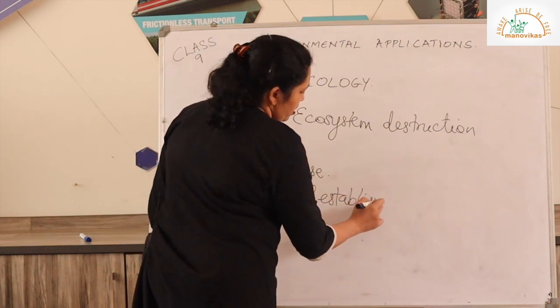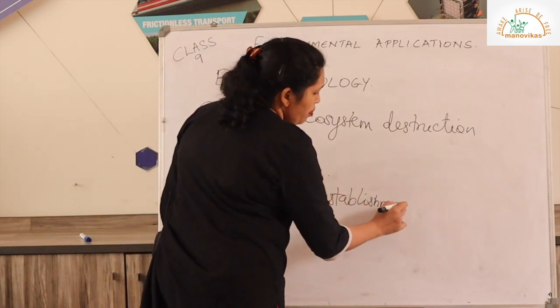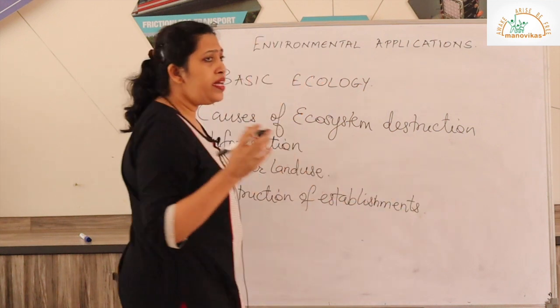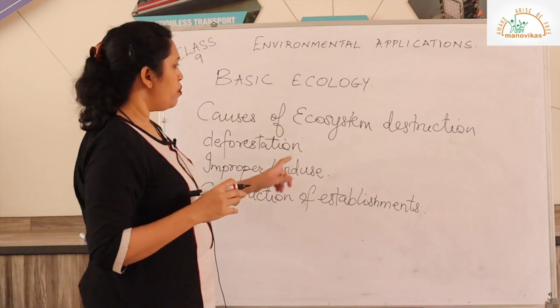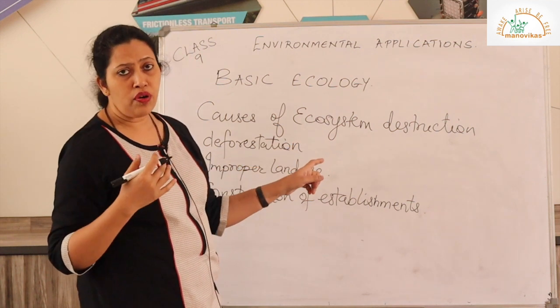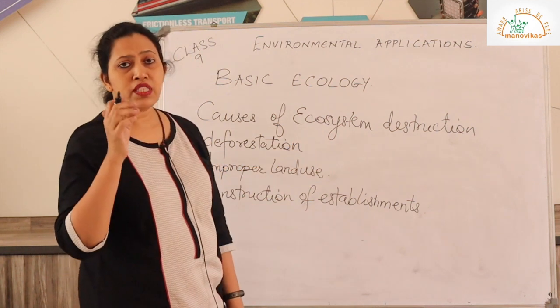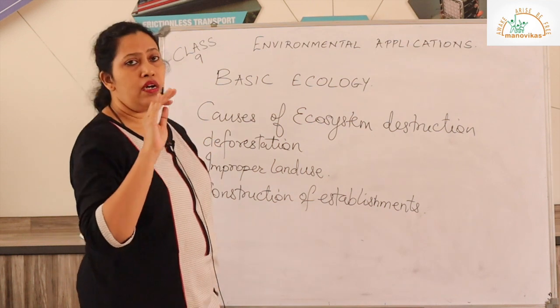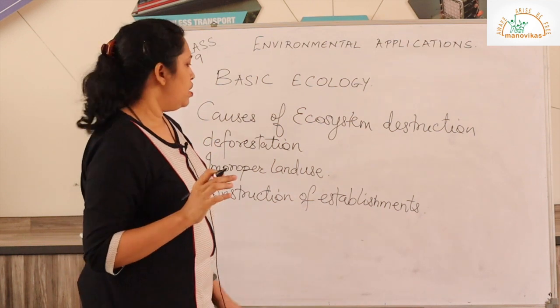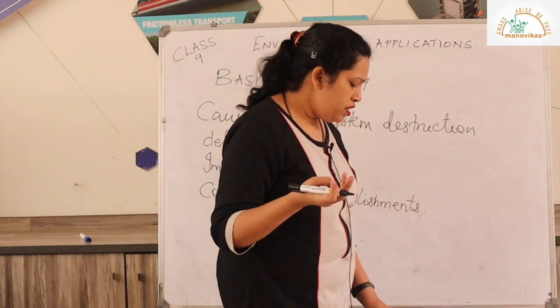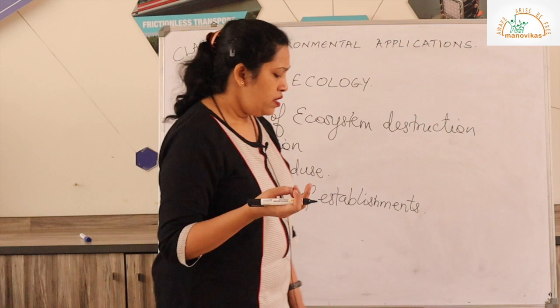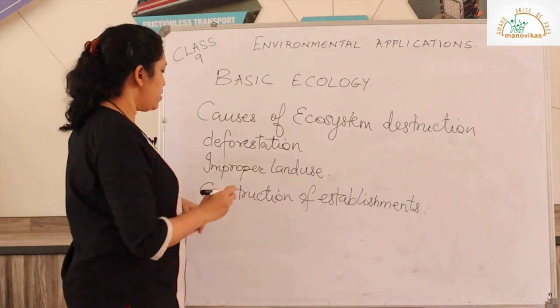Now we cannot stop development. Development and environment have to go hand in hand. So here what is happening, the ecosystems are destroyed because we are not taking proper steps for eco-friendly development. So there is a lot of construction of pharmaceuticals, houses, industries, etc. Then there are agricultural practices.